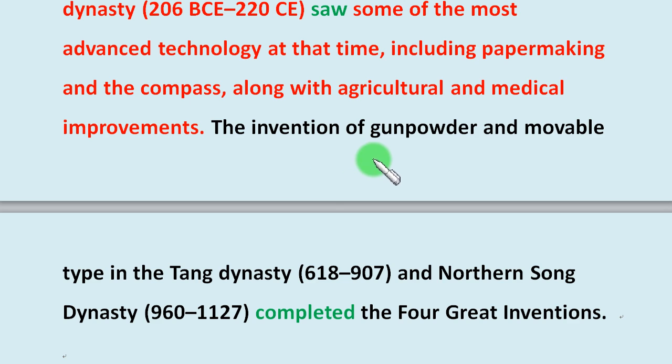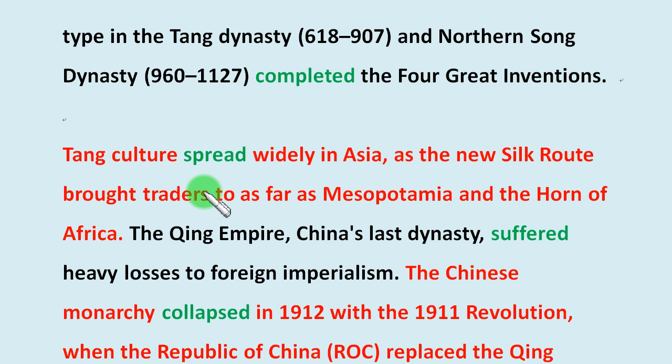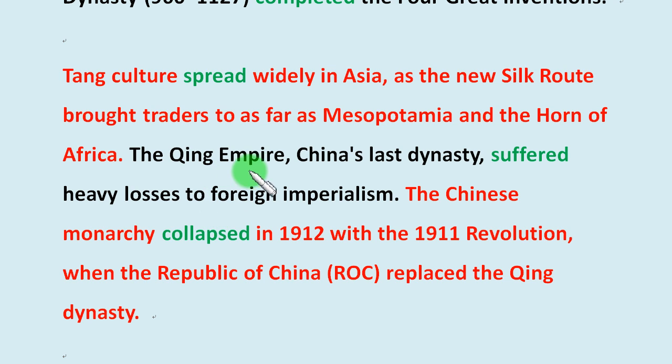The invention of gunpowder and movable type in the Tang Dynasty and Northern Song completed 4 great inventions. Chinese culture spread widely in Asia as the New Silk Road brought traders to as far as Mesopotamia and the Horn of Africa. The Qing Empire, China's last dynasty, suffered heavy losses to foreign imperialism.